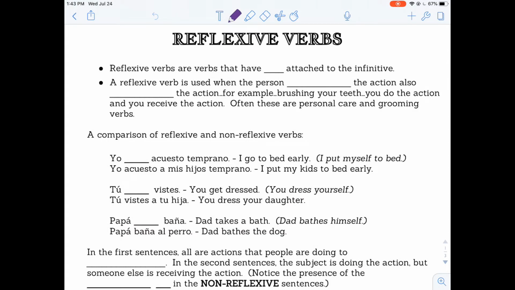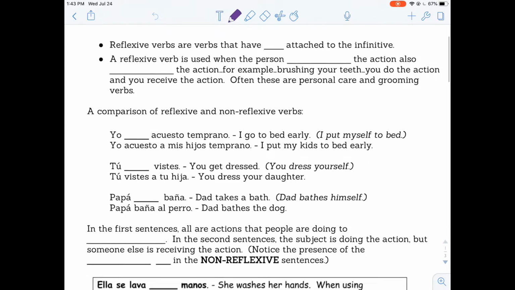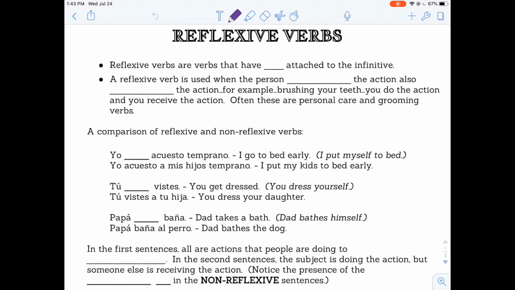This video will be about reflexive verbs in Spanish, or los verbos reflexivos. To start, we're going to talk about how we identify reflexive verbs. These are a little bit different than how we are used to seeing verbs, because reflexive verbs are verbs that have a se attached to the infinitive. So when the verb is unconjugated, it has a se attached to the end.